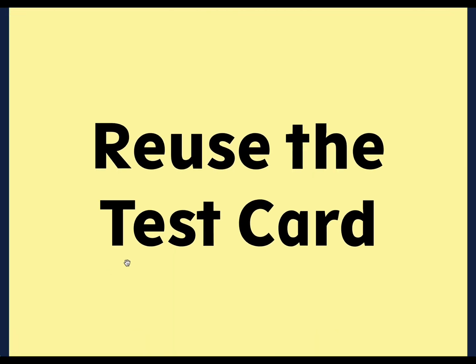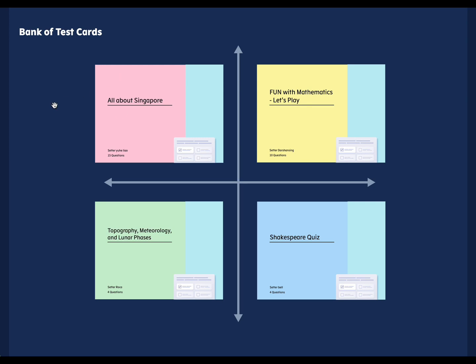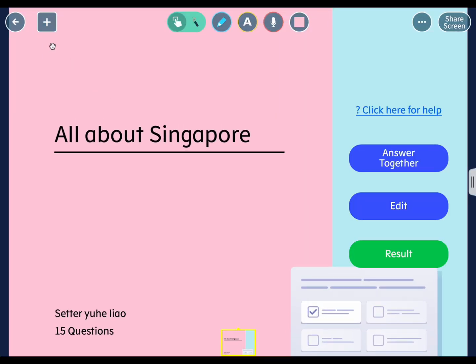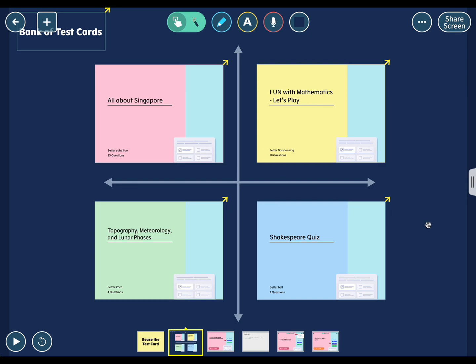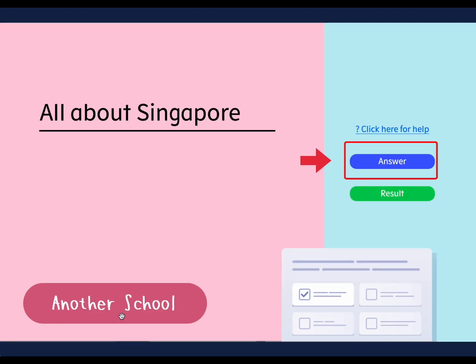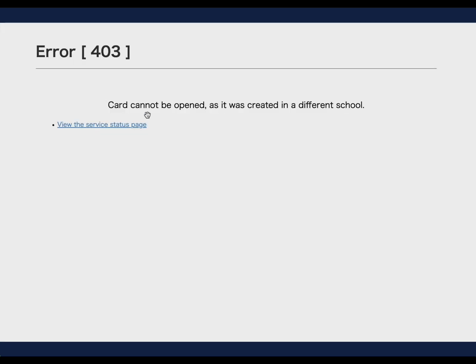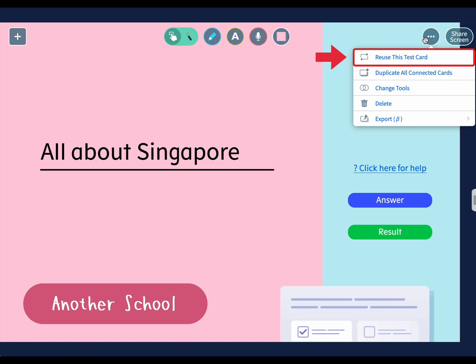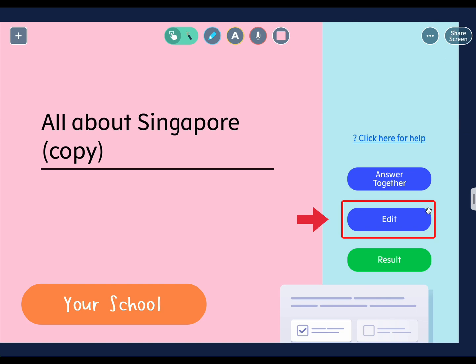So finally, how to reuse the test card. Let's say I've got a bank of test cards, which you can see in here. If I click on a card made by another school and click on answer, it will say this card cannot be opened as it was created in a different school. So we click on the three dots, click on reuse this card, and then you can now edit this card.